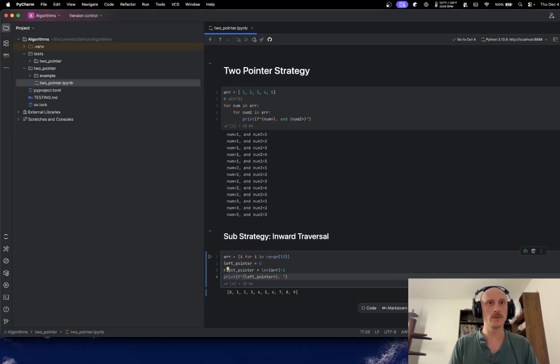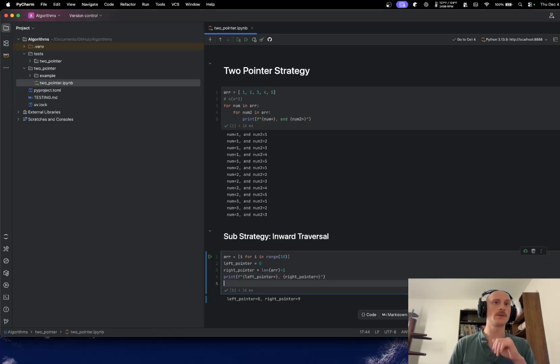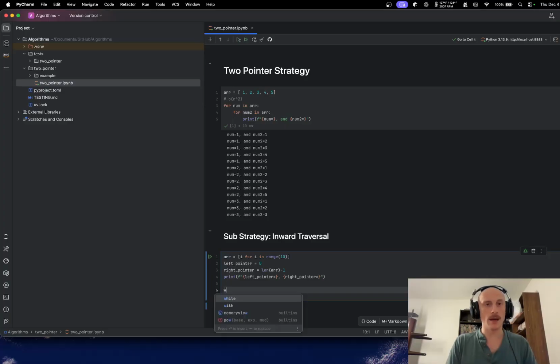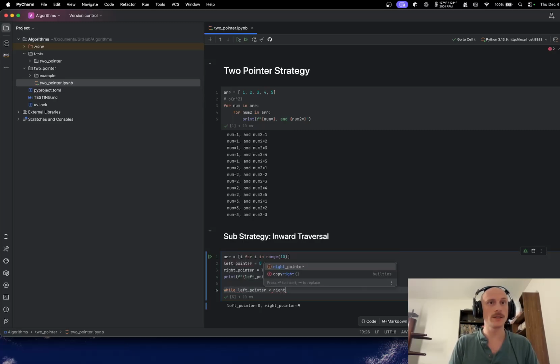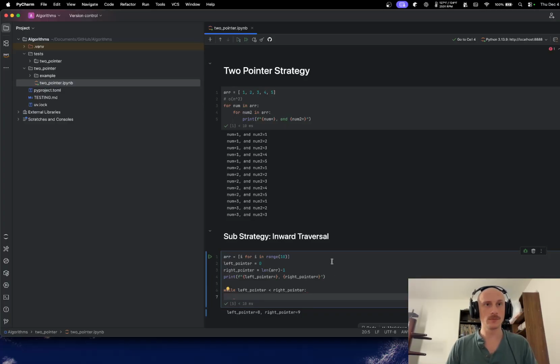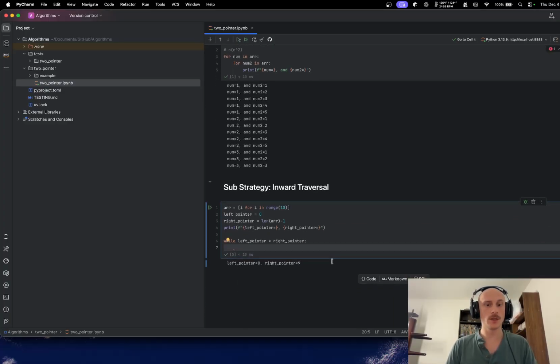We're going to do right pointer. Right, and then we'll go ahead. So we now see that we have our left pointer pointing at index 0 and our right pointer pointing at index 9. Now, what we shall do is that while our left pointer is less than our right pointer, we are going to move them.